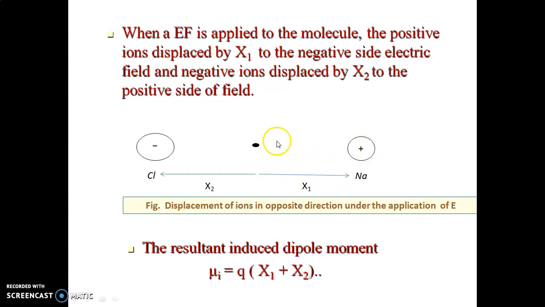Positive ions are displaced through a certain distance x1, whereas the chloride ions are displaced through a certain distance x2. The total distance between the two ions, positive and negative, is equal to how much now? x1 plus x2. So to calculate the resultant induced dipole moment under the application of the electric field, mu I is given by Q, the charge of one of the ions, into the total separation x1 plus x2. So this gives the dipole moment due to induced polarization.